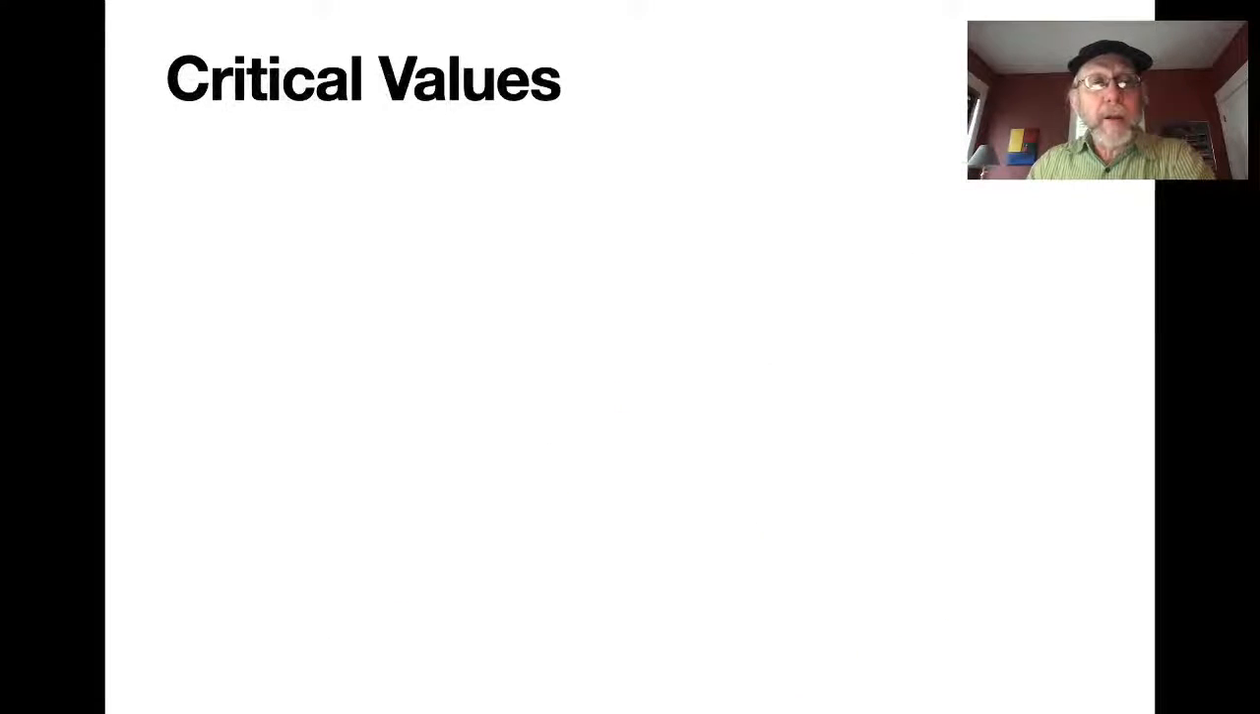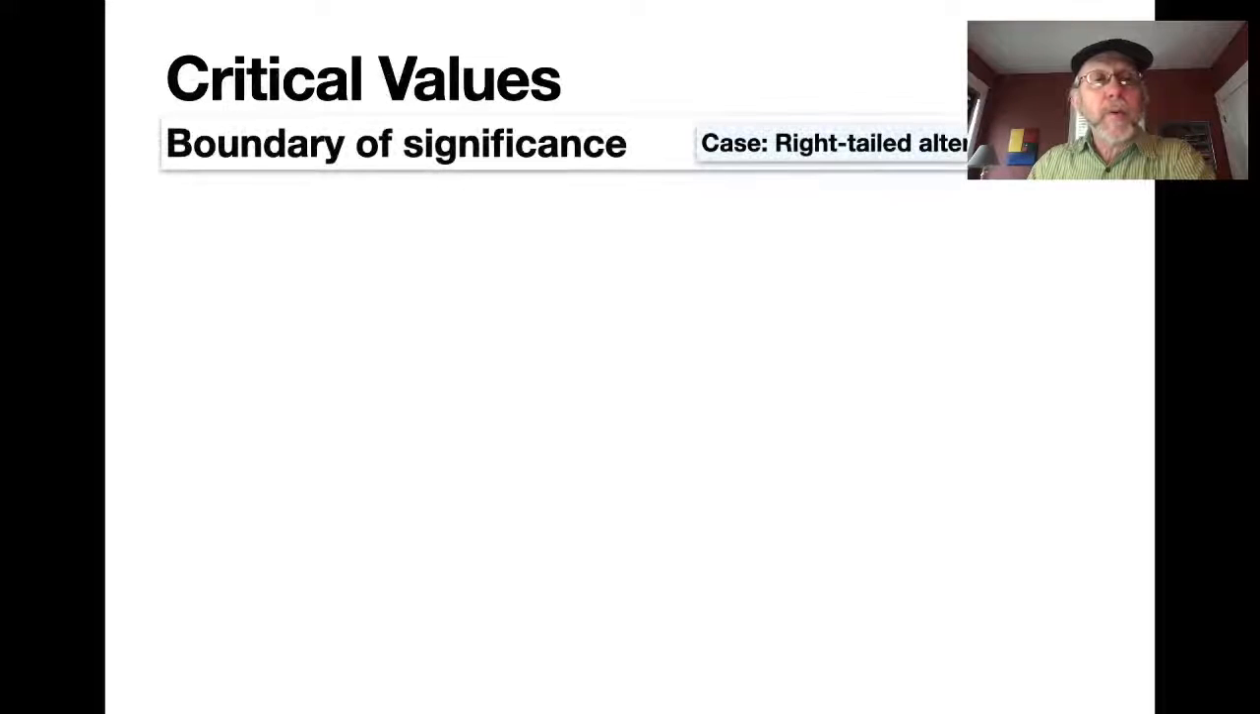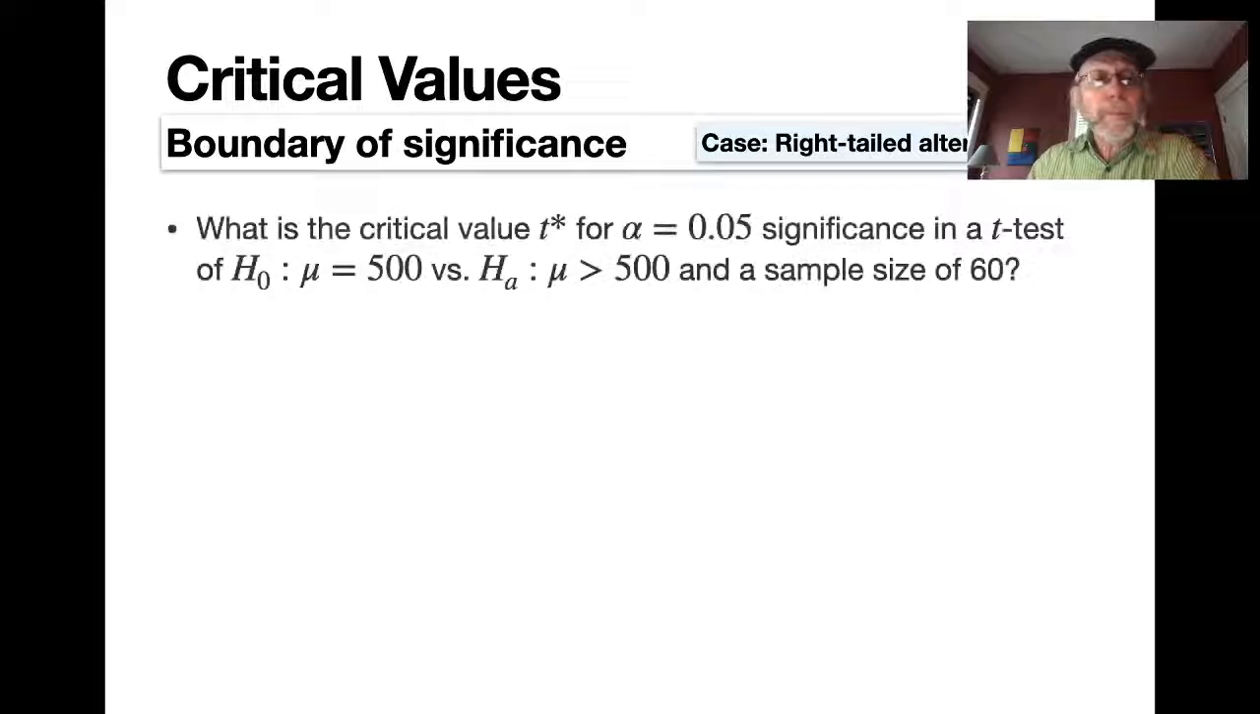What about critical values? You'll recall that critical values are indicative of the boundary of significance. It's where our t-score would go from being statistically insignificant, in other words, in the middle, whatever, 95%, if 5% is our significance value, to significant. So what would be the critical value t star at the alpha equal 5% significance level for a t-test of our hypotheses here and a sample size of 60?